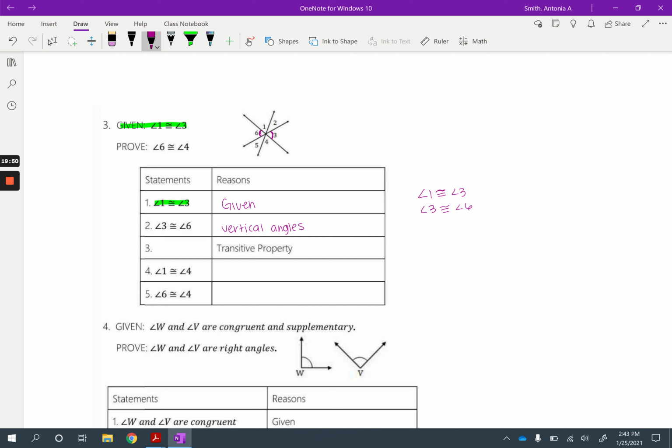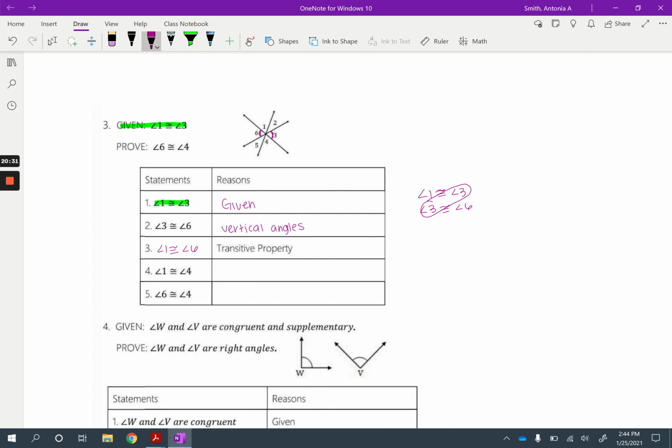If you notice, the thing that they both have in common here is angle 3. They are both congruent to angle 3, right? Well, if two things are equal to the same thing, they must be equal to each other. So really what I'm doing here is taking out that 3 and sandwiching it together, so it now just says angle 1 is congruent to angle 6. That's because of the transitive property. Because the transitive property is what says if two things are equal to the same thing, they are equal to each other.